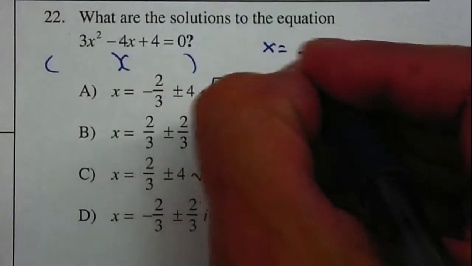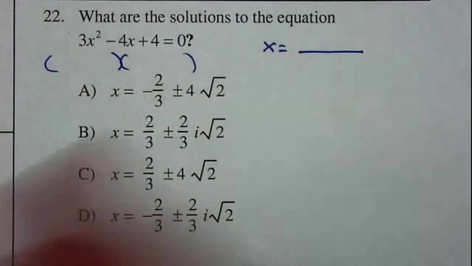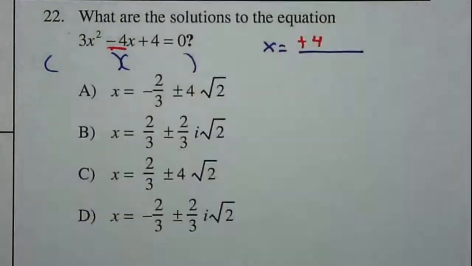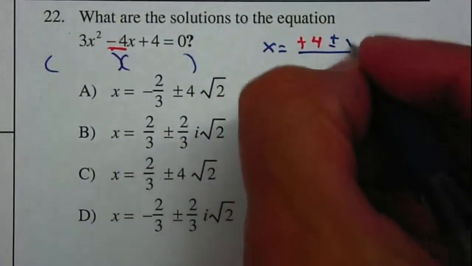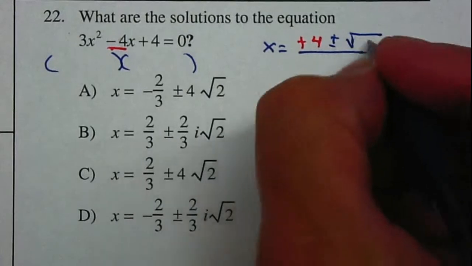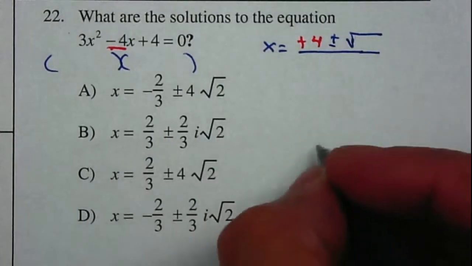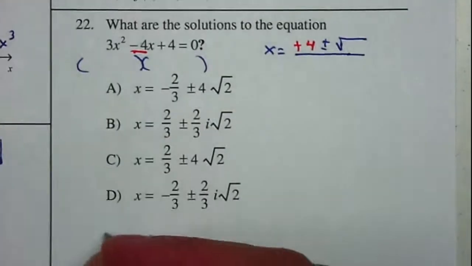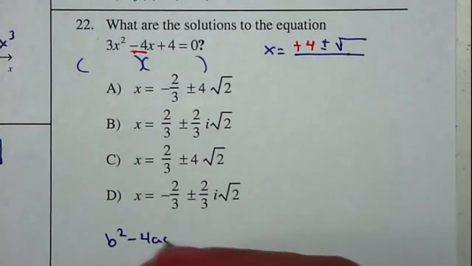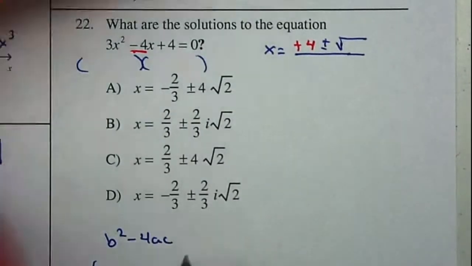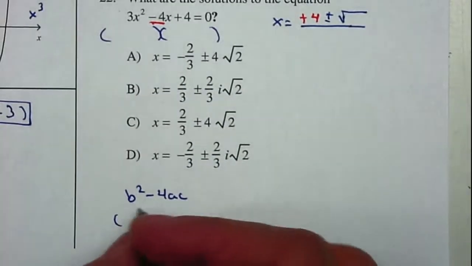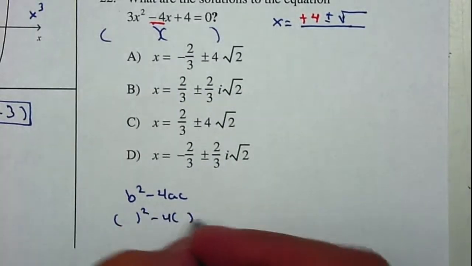x equals opposite b. That's a negative 4 becomes a positive 4, plus or minus square root. We are going to calculate the discriminant on the side, which is b squared minus 4ac.